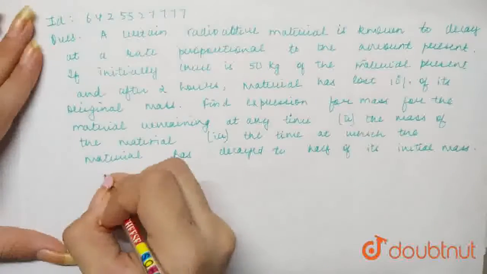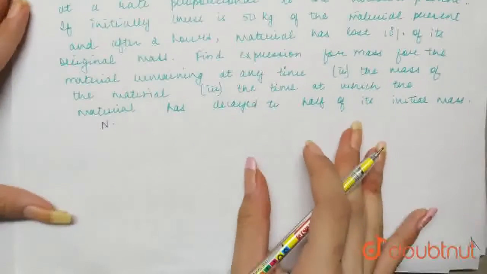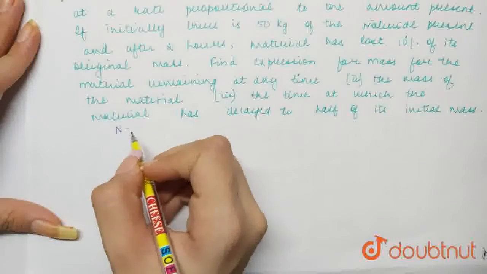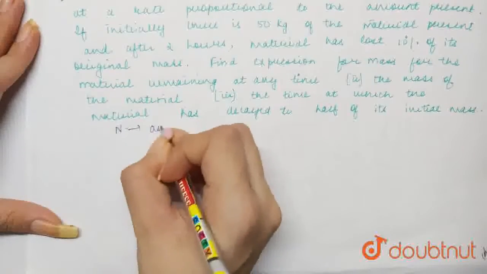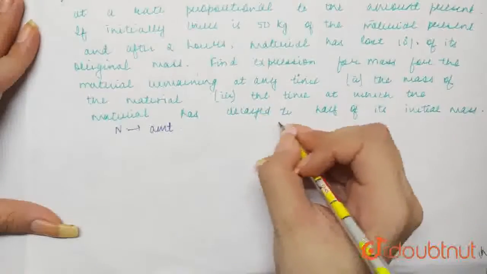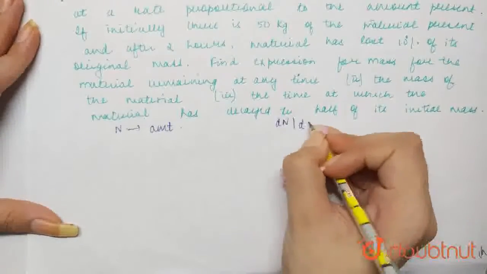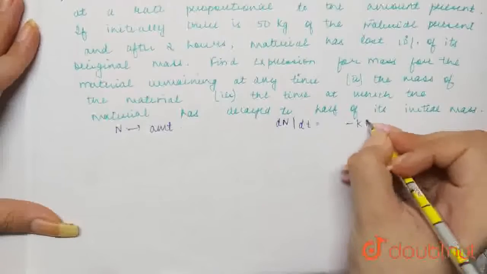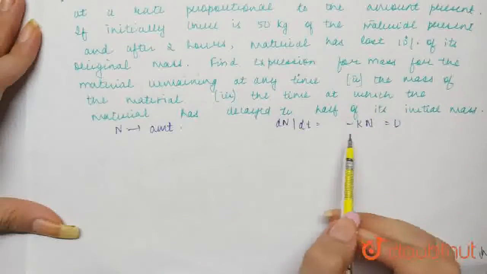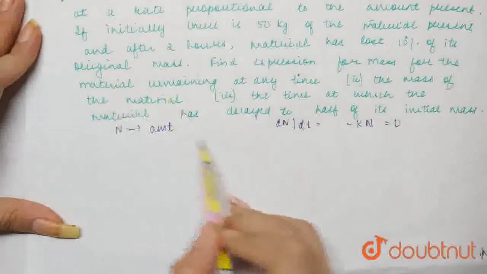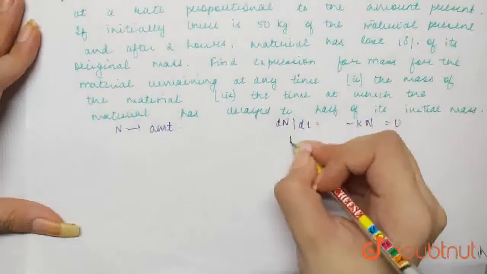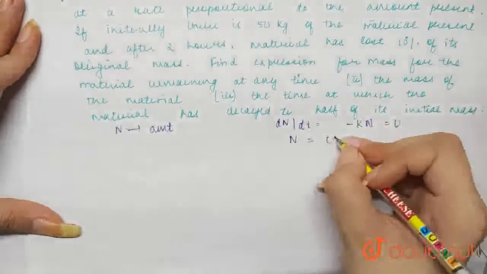So first of all, let us consider that here N denotes the amount of material present at time t. So we can say that dN/dt must be equal to -kN, because it is decaying at a rate proportional to the amount present. Now this differential equation is separable and linear, so its solution can be given as N = C e^(-kt).